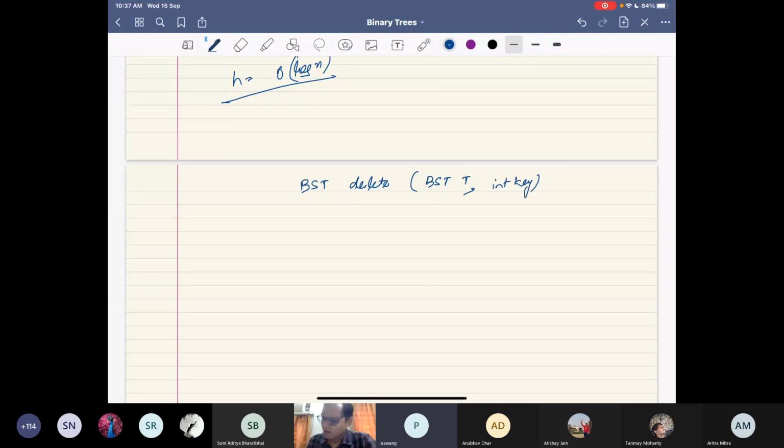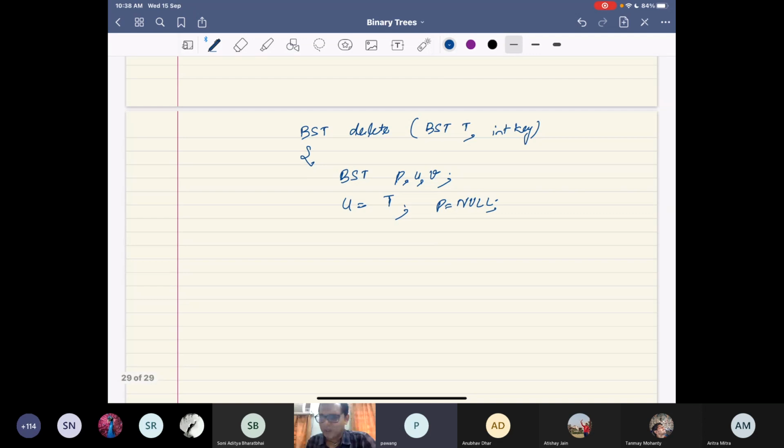Okay, so you want to write a code for deletion. First thing is, yes, it is using some other nodes. So you can use BST node, or you can just say BST P U V. Either is fine, or you can say BST node star P star U star V. Either will work. Then you start initializing your node U to T and P as null. We will see why you need that.